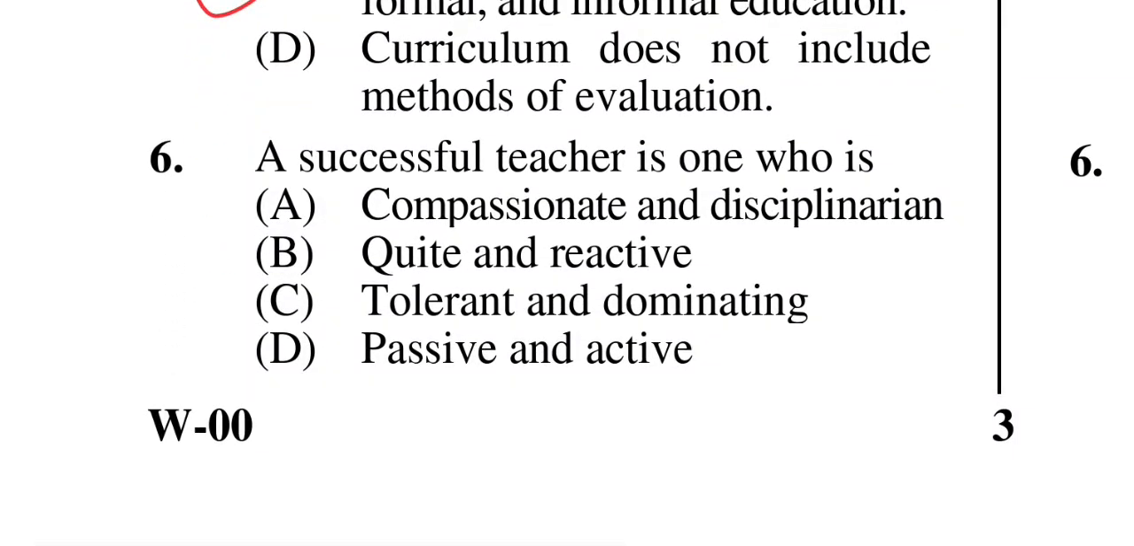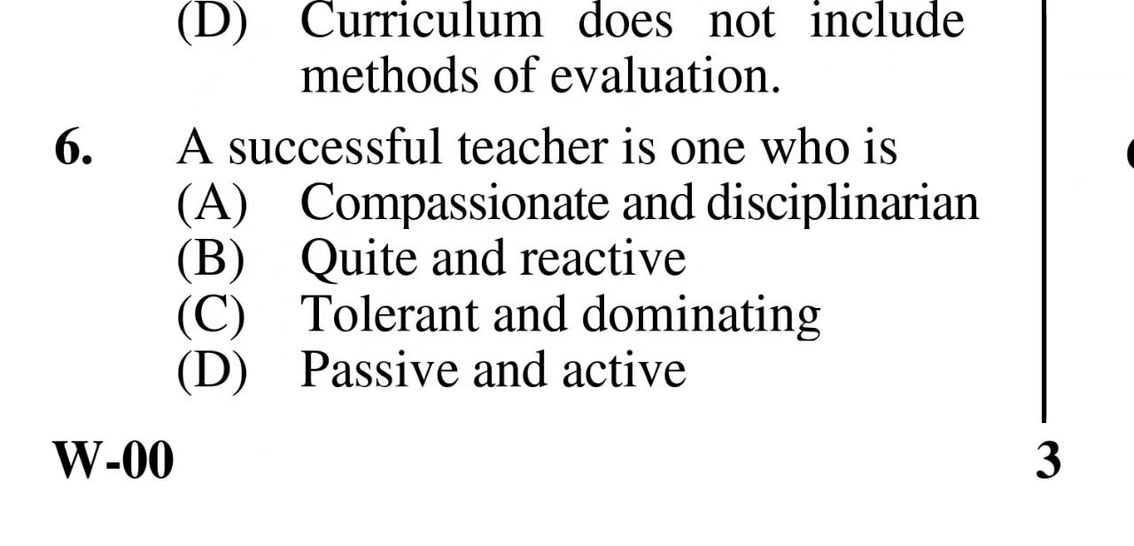Likewise, number 6, it has asked us, a successful teacher is one who is: A. Compassionate and disciplinarian. B. Quiet and reactive. C. Tolerant and dominating. D. Passive and active. The correct answer will be: a successful teacher is one who is compassionate as well as disciplinarian.